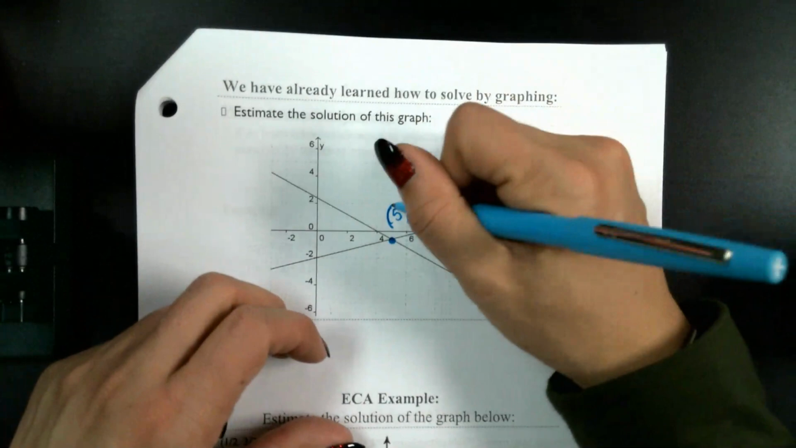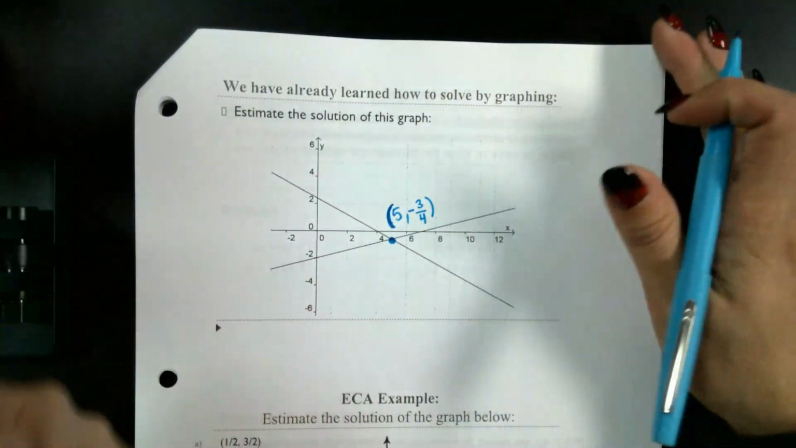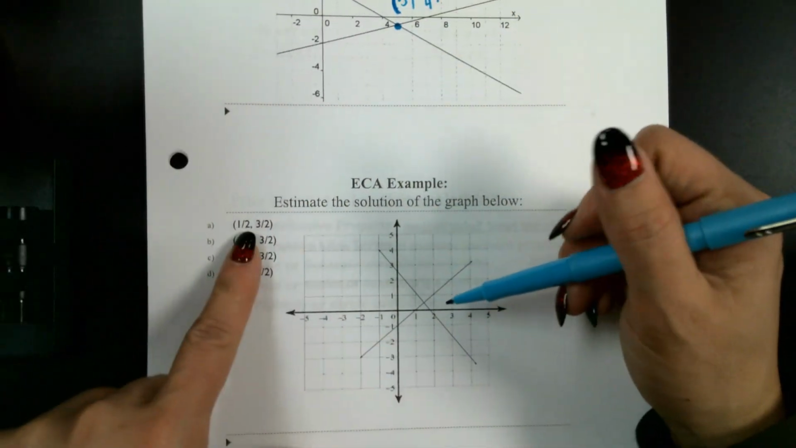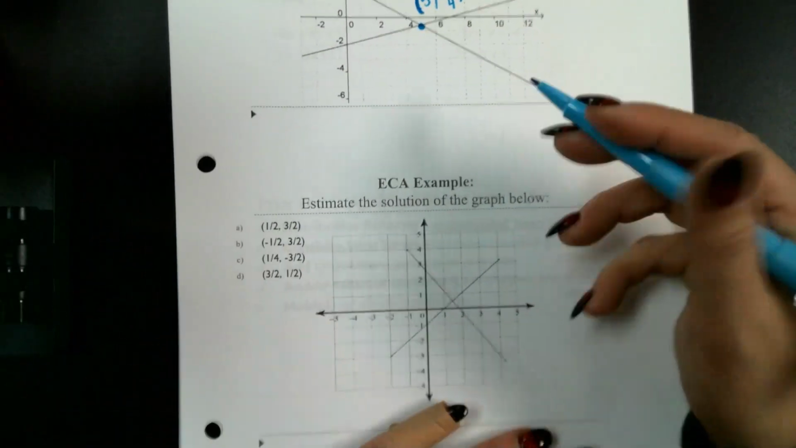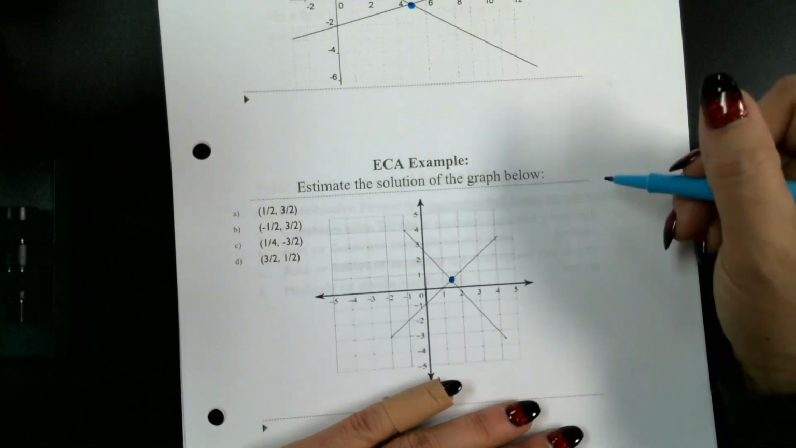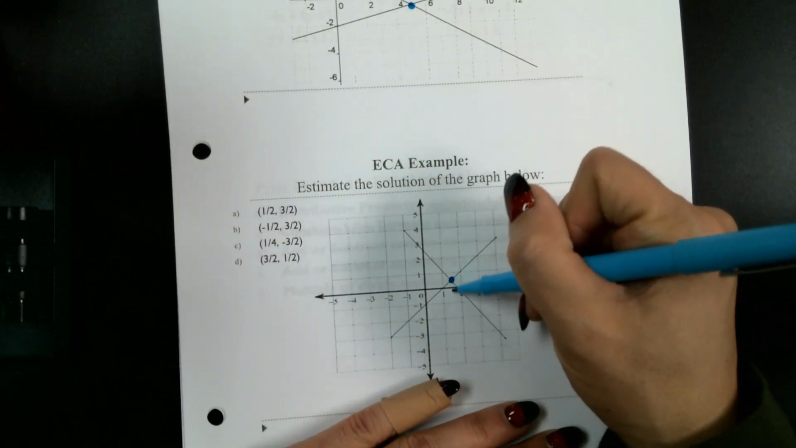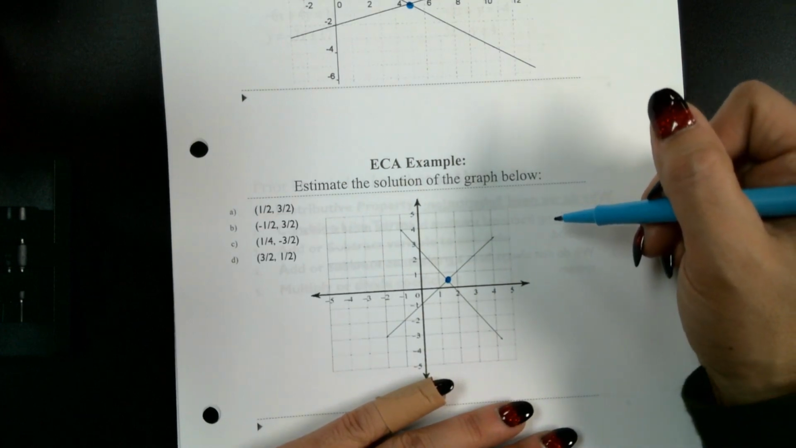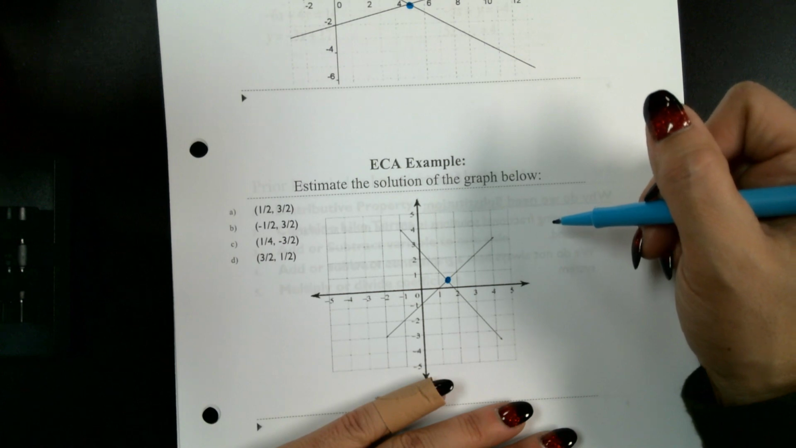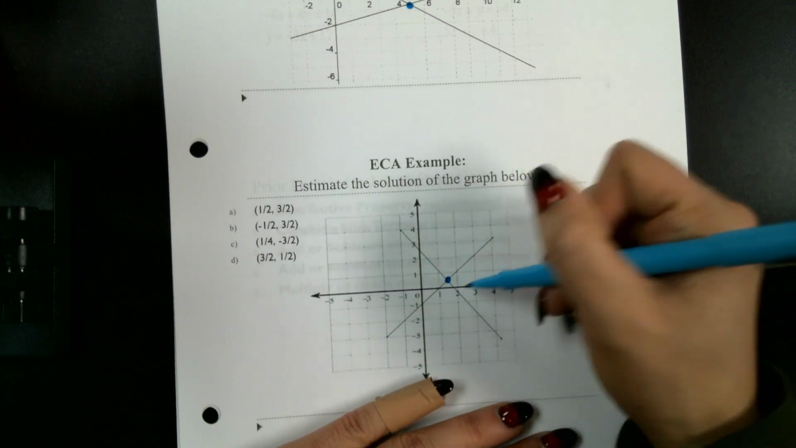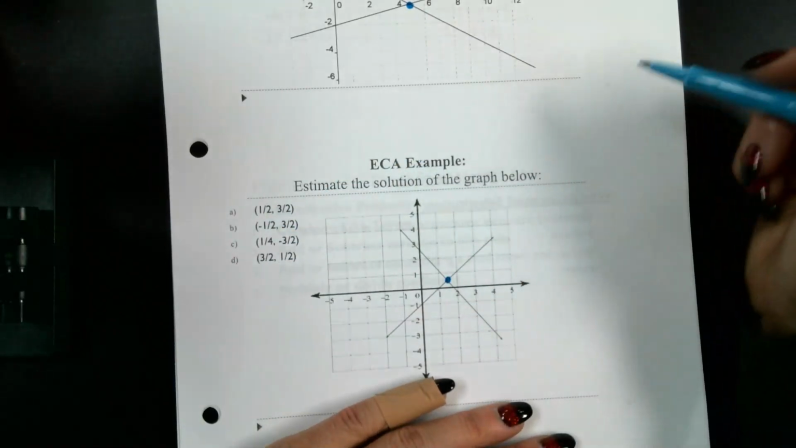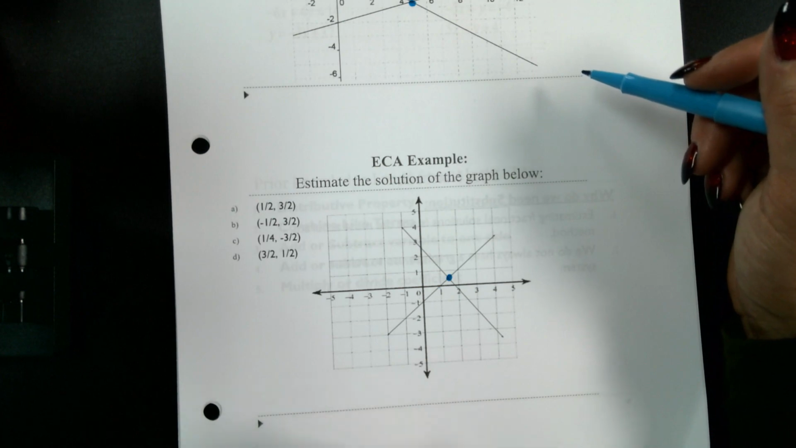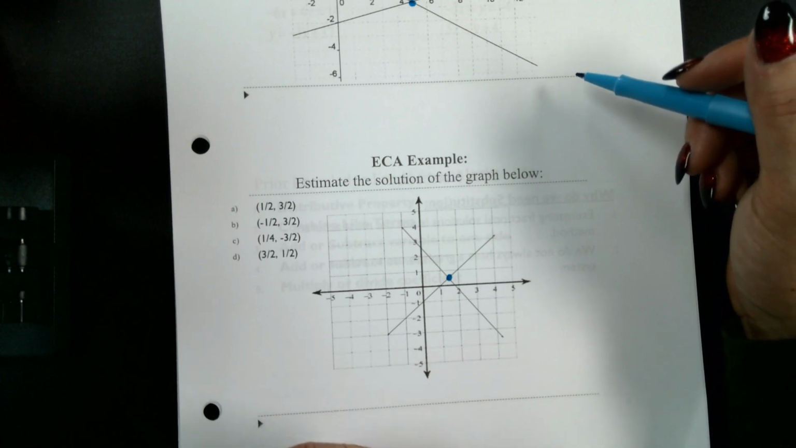Now, I'm not going to give you ones where it's fractions. They're all going to be whole numbers, but they're just saying give an estimate. Even with this one here, they want you to choose which one you think would be the best estimate. So what do you think about this ordered pair? The x falls between 1 and 2. Which of these falls between 1 and 2? 1/2, -1/2, 1/4, or 3/2?